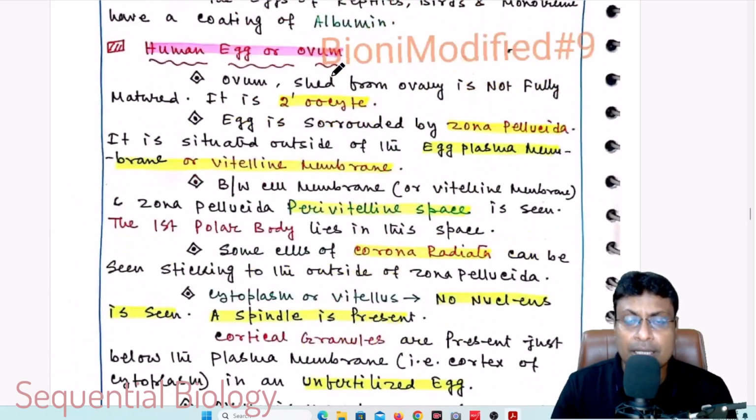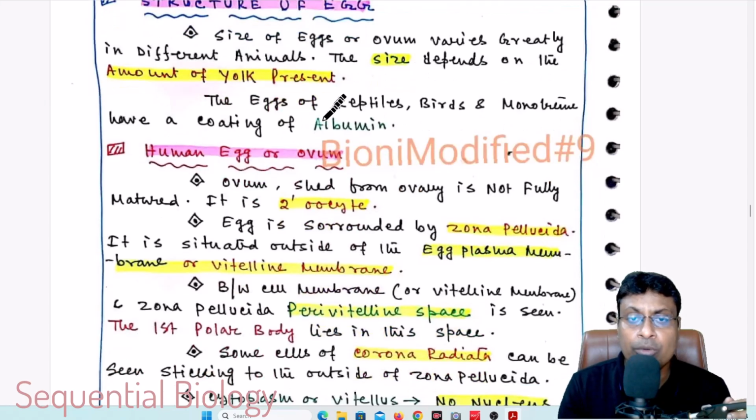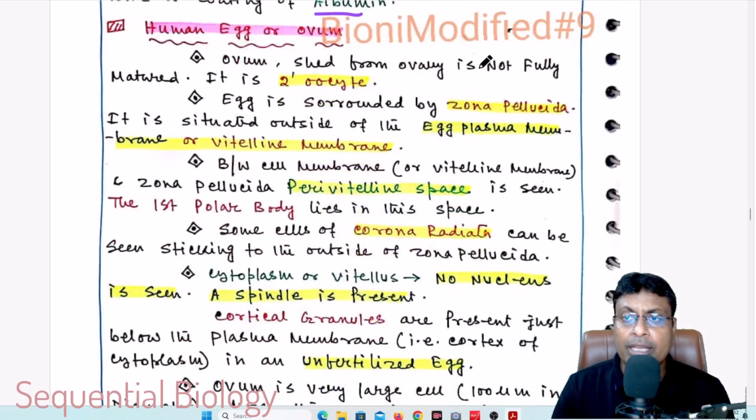Now we see the description of the human egg. The size of the egg or ovum varies greatly in different animals, and the size depends on the amount of yolk present in different species. Different amounts of yolk can be present. The eggs of reptiles, birds and monotremes have a coating which is known as albumin. The human egg or ovum that is shed from the ovary is not fully matured, and it is a secondary oocyte.